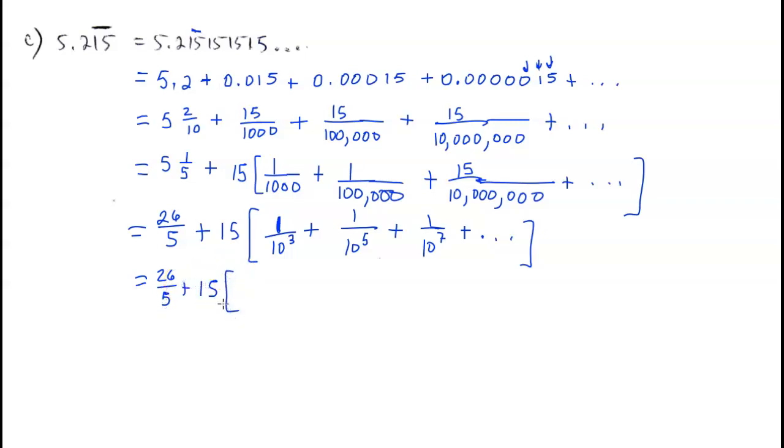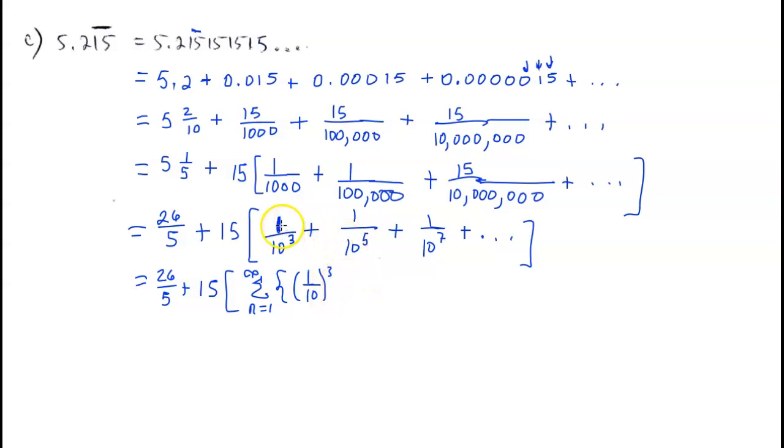So now once we're here, we know that this is going to be a geometric series where the first term is going to be 1 divided by 1,000, basically 1 divided by 10 raised to the 3. So I'm going to say this is the sum of n equals 1 to infinity, and that's going to be the first term.